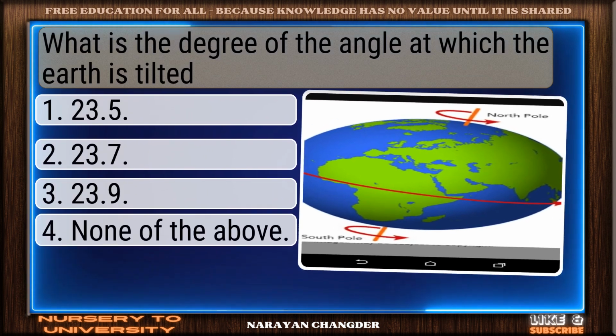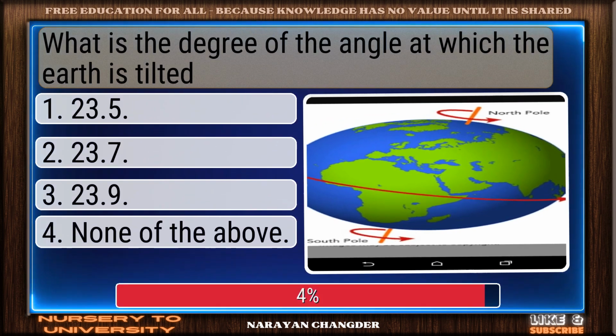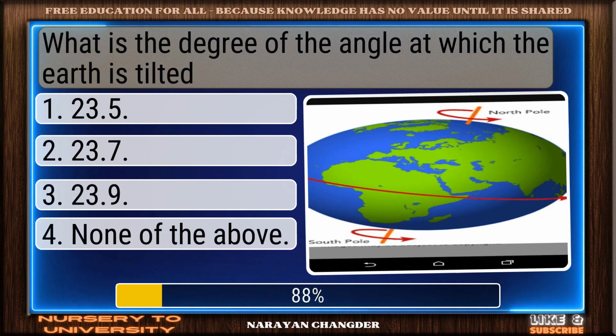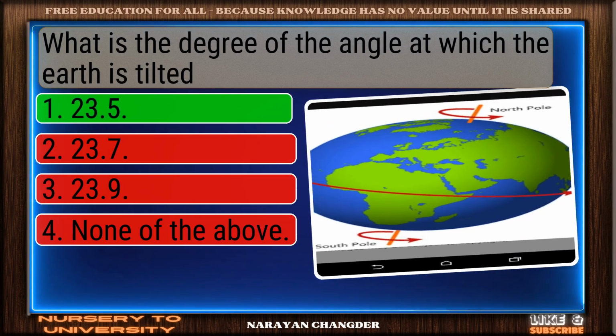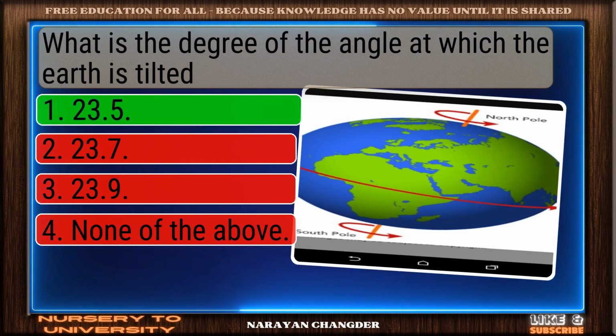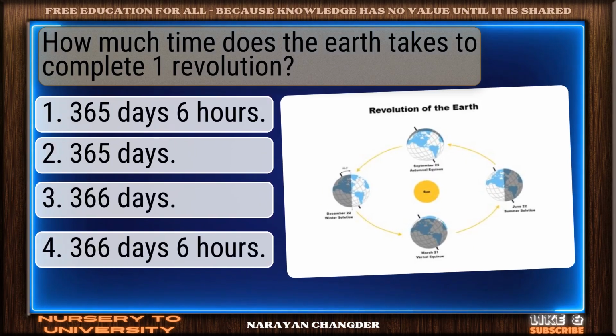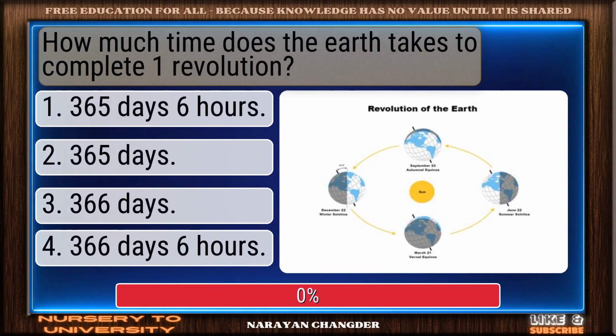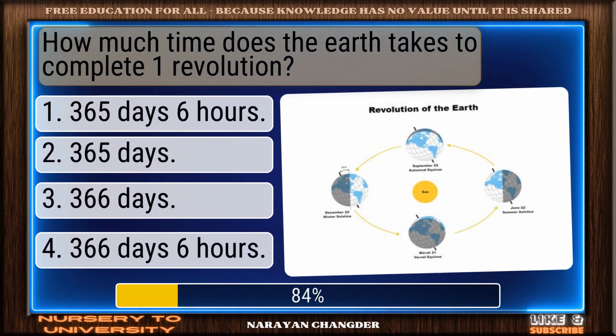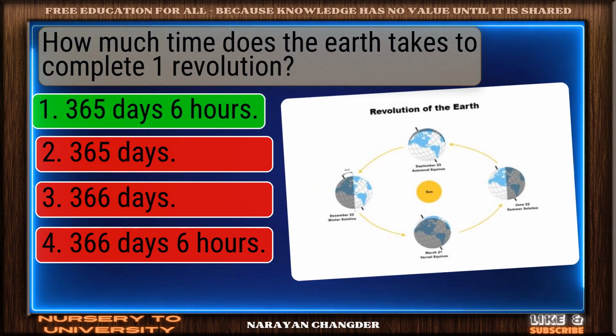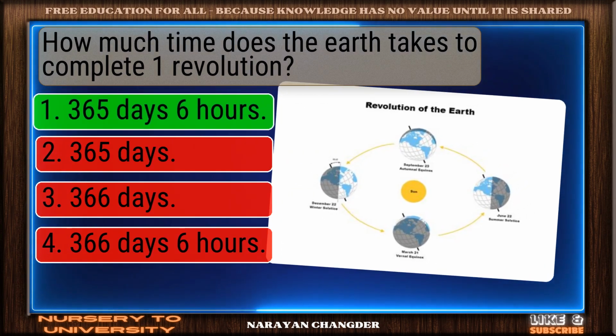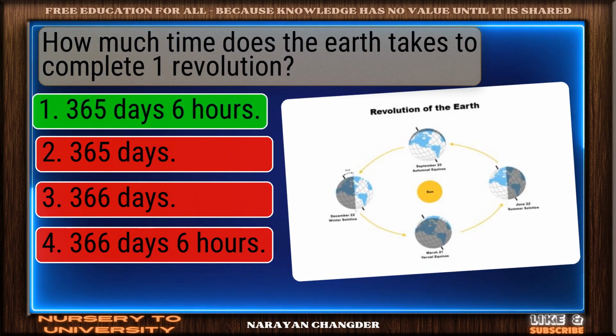What is the degree of the angle at which the Earth is tilted? Well reasoned. 23.5 is the correct choice. How much time does the Earth take to complete one revolution? Correct response. 365 days, 6 hours is the most accurate answer.